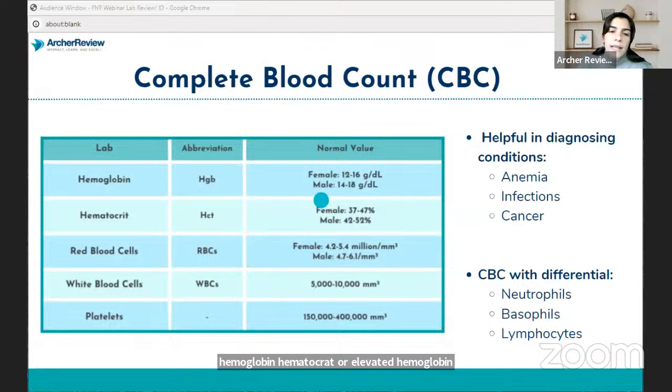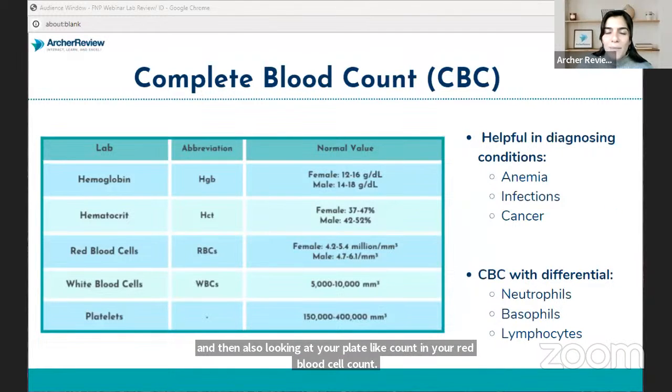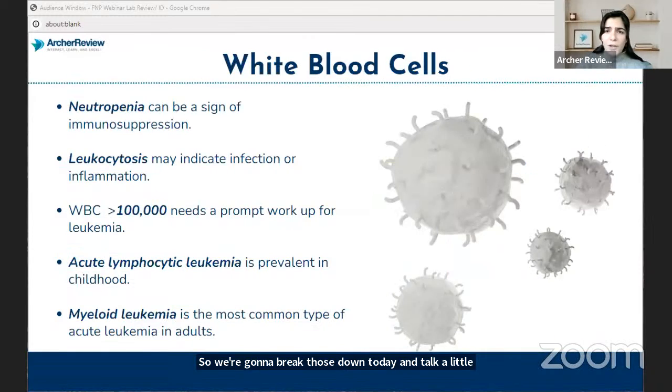You're also probably going to get really familiar with quickly scanning that white blood cell count. If you get a CBC with differential, that breaks up those white blood cell counts a little bit more for you, depending on what you're looking for. But that helps you rule in and out infection, inflammation, and then also looking at your platelet count and your red blood cell count. So we're going to break those down today and talk a little bit more in depth about that. So for your white blood cell counts, neutropenia is your low white blood cell count. Leukocytosis is your high white blood cell count.